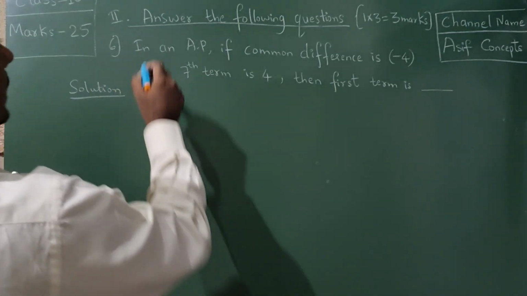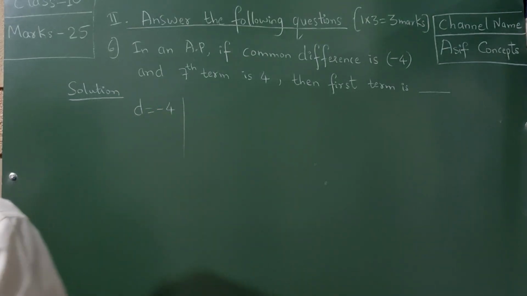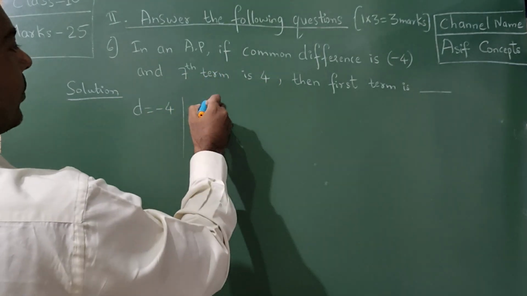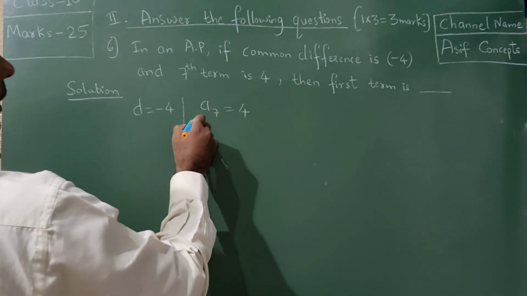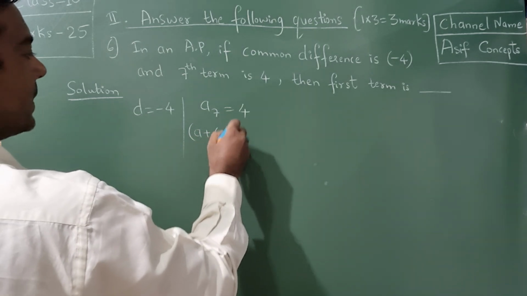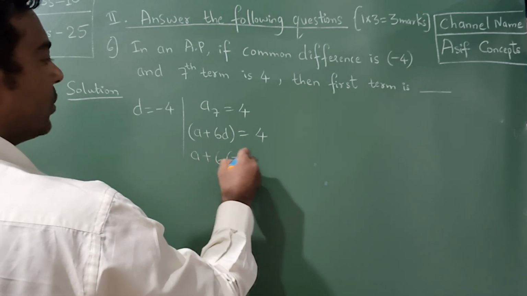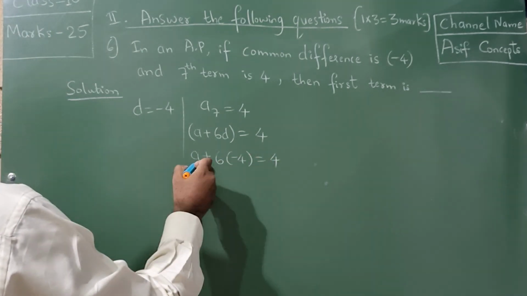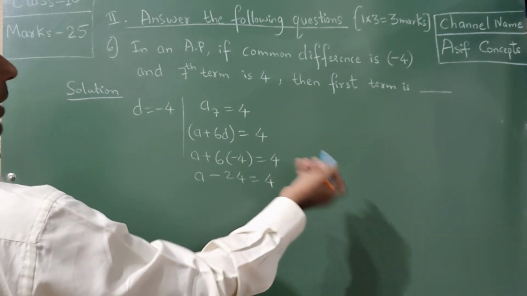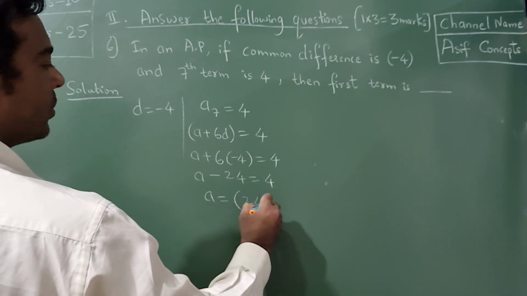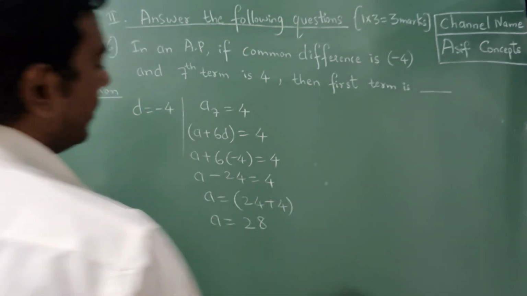Now, sixth question is, in an AP, if the common difference is minus 4. So, I'm going to write here D is equal to minus 4. And seventh term is 4. So, A7 is equal to 4. Then the first term. So, let us find first term. So, A7 can be written as A plus 6D. D value is minus 4. So, A plus 6 into minus 4 is equal to 4. A minus 6 fours are 24. Now take this minus 24 on the right hand side, it will become plus. So 24 plus 4 is 28. So first term is 28.